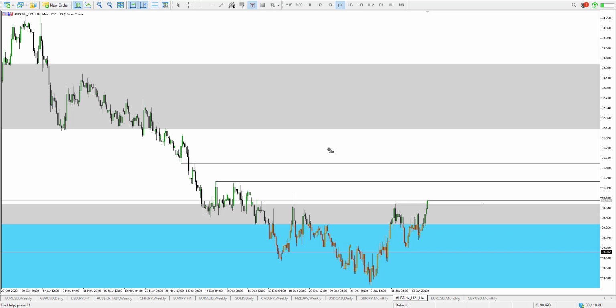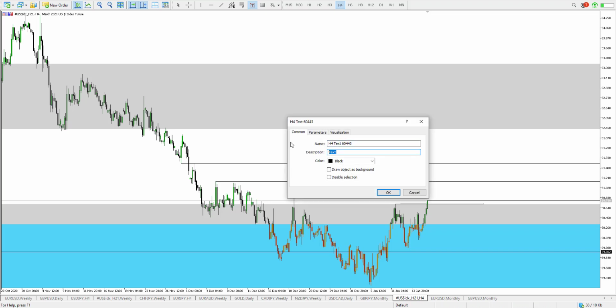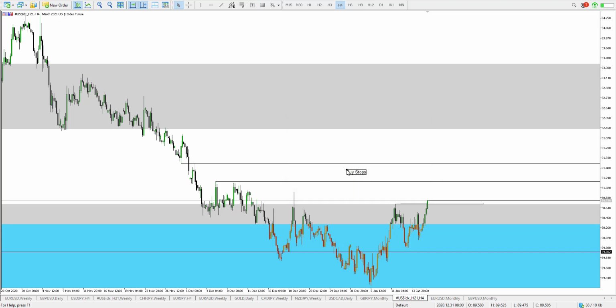We've got equal highs where there's buy side liquidity in terms of buy stops. We've got buy stops here, and we also have buy stops above here. So I'm expecting price to reach out for that liquidity.